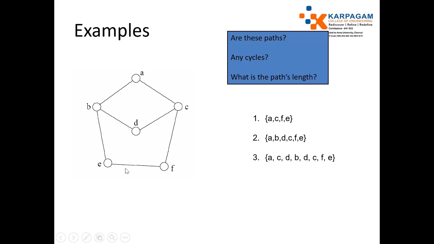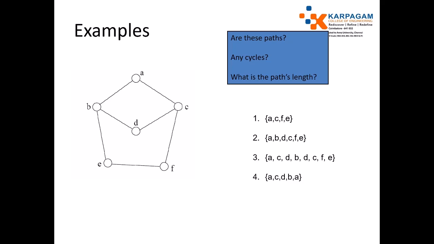That does not form a cycle, but it forms a path. The same edge can be visited more than one time. Okay, we need to find the path length. A to C is 1, C to D 2, D to B 3, B to D 4, D to C 5, C to F 6, F to E 7. So the path length is 7.